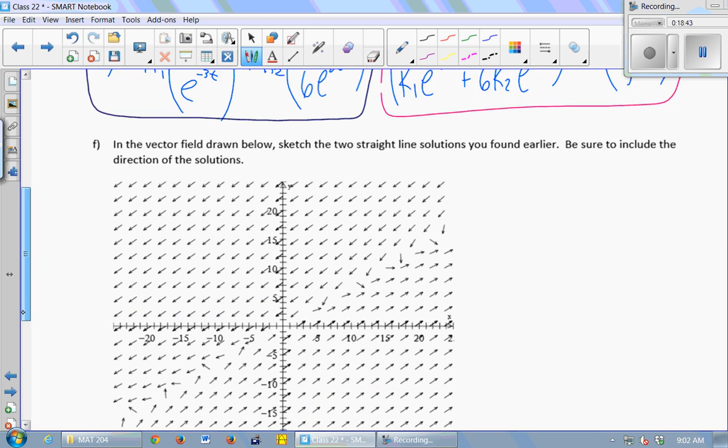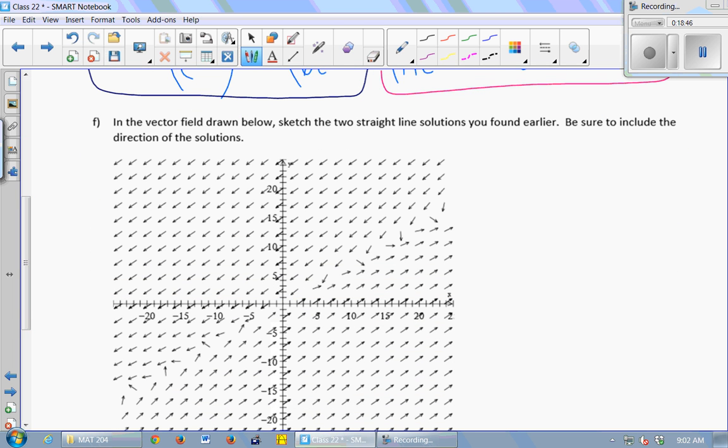All right, so in this vector field, I want to sketch the two straight line solutions that we found. And those correspond to the eigenvectors. So remember, lambda 1 was negative 3, and it corresponded to the vector (1, 1). And then lambda 2 was 2, and it corresponded to the eigenvector (11, 6). My straight line solutions are the lines that go through the origin and these points. So let's see, I've got (1, 1), or (5, 5), doesn't matter, any eigenvector.